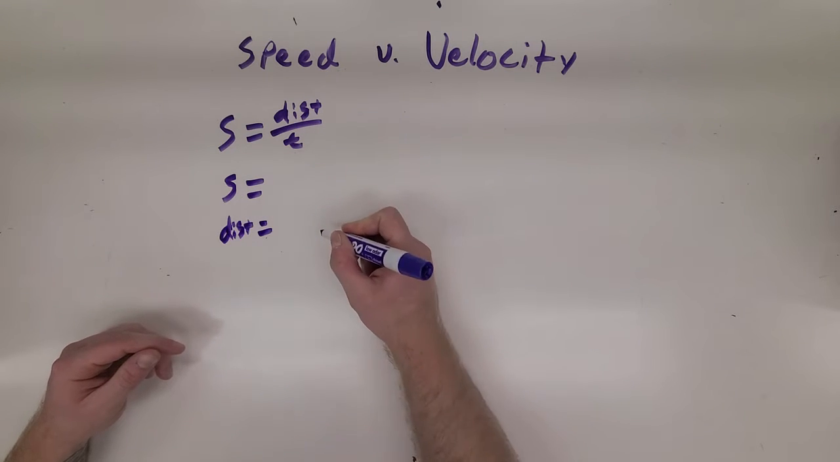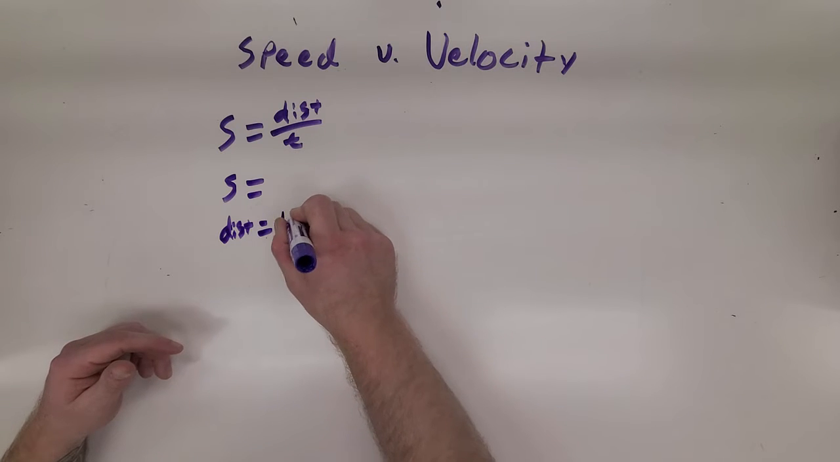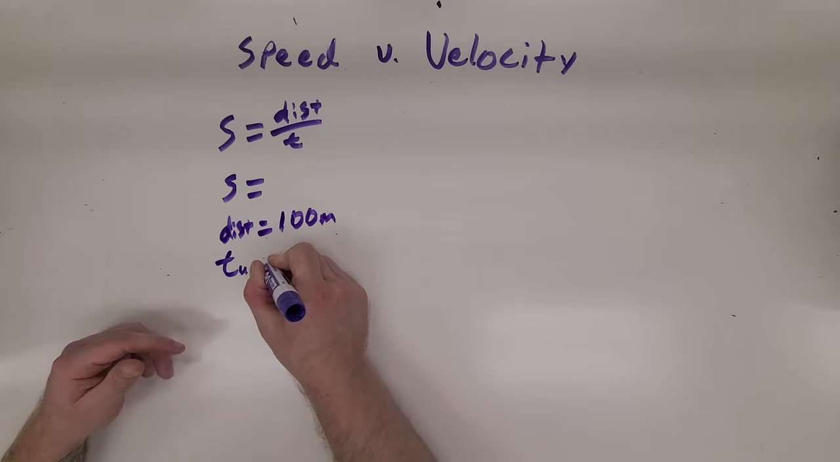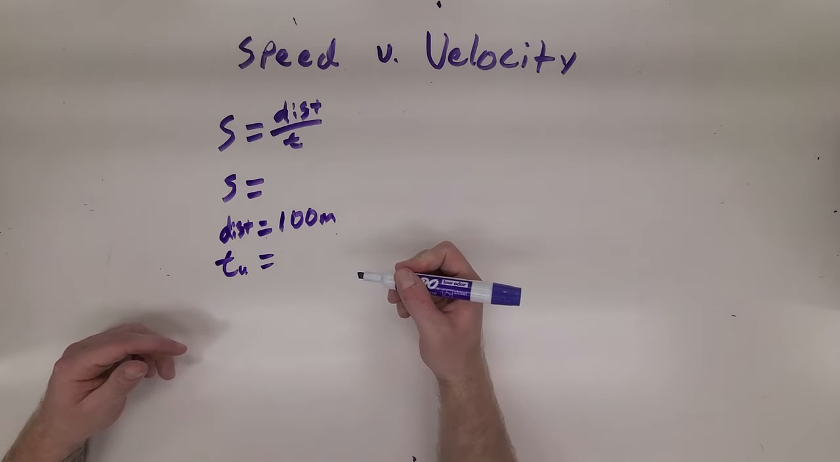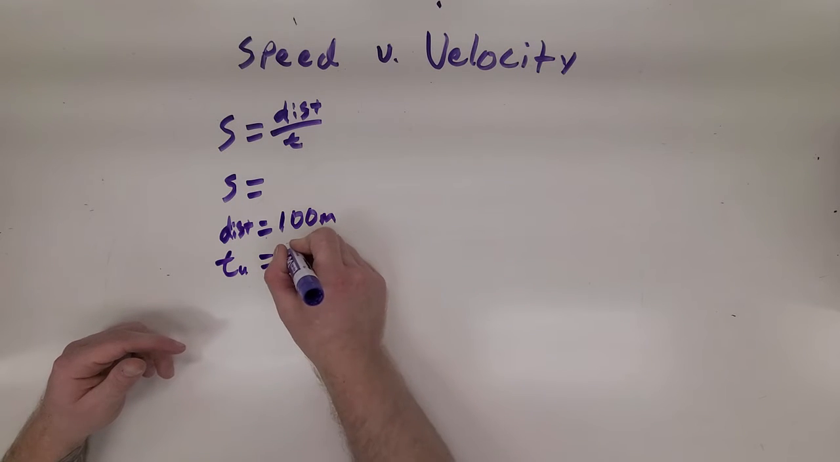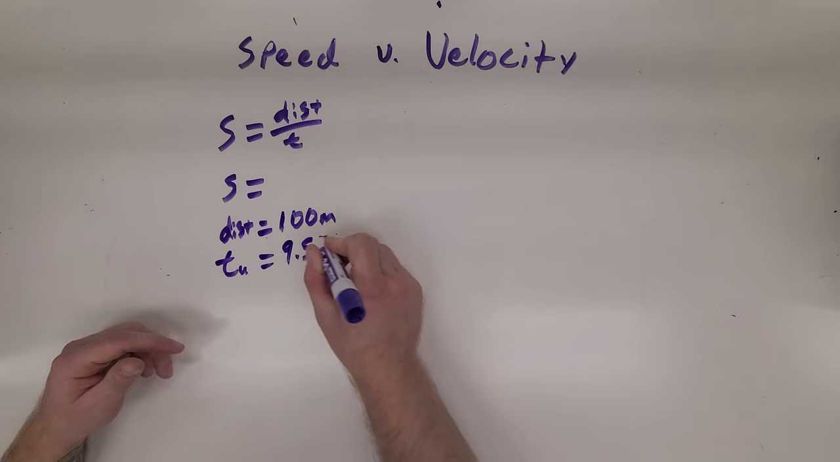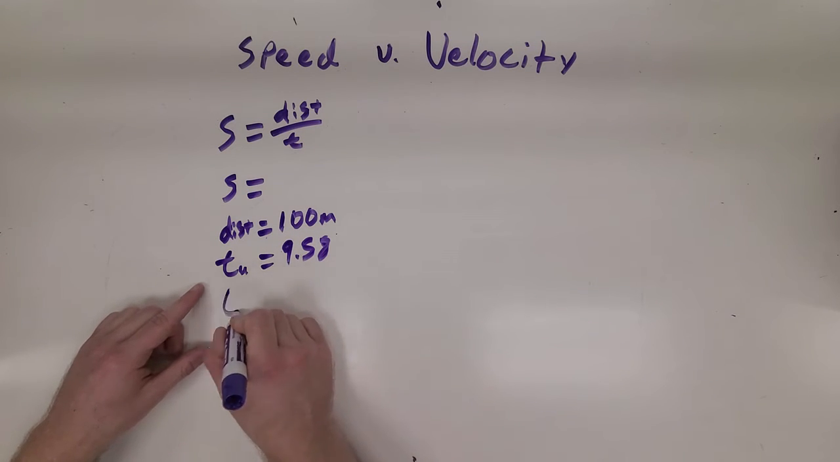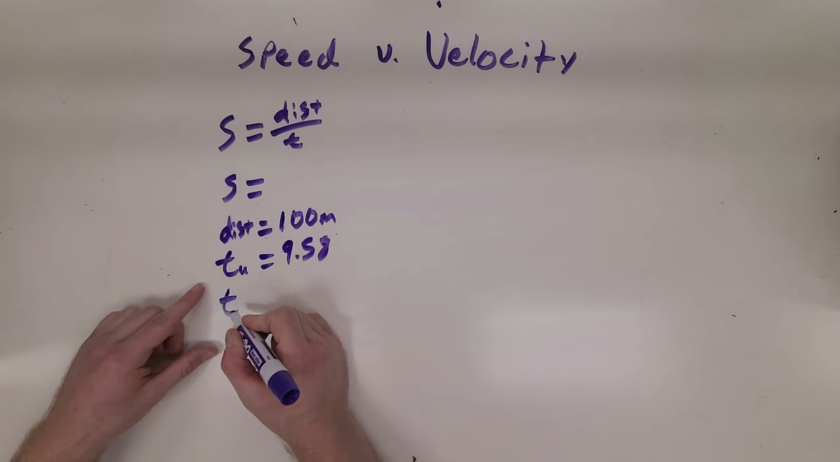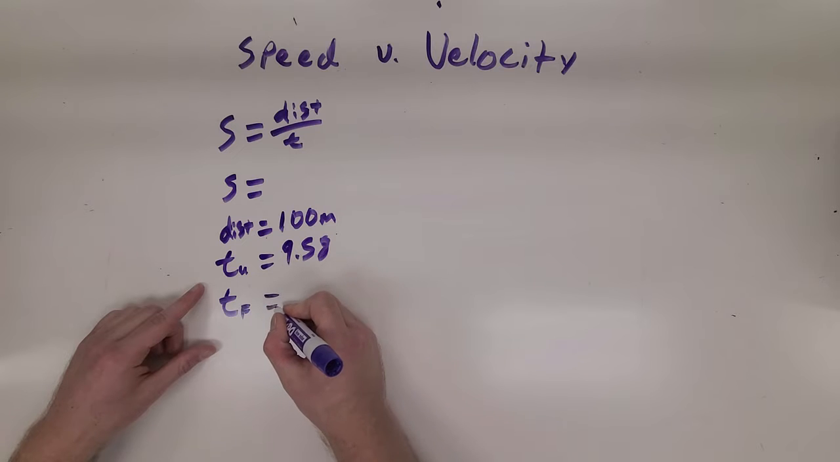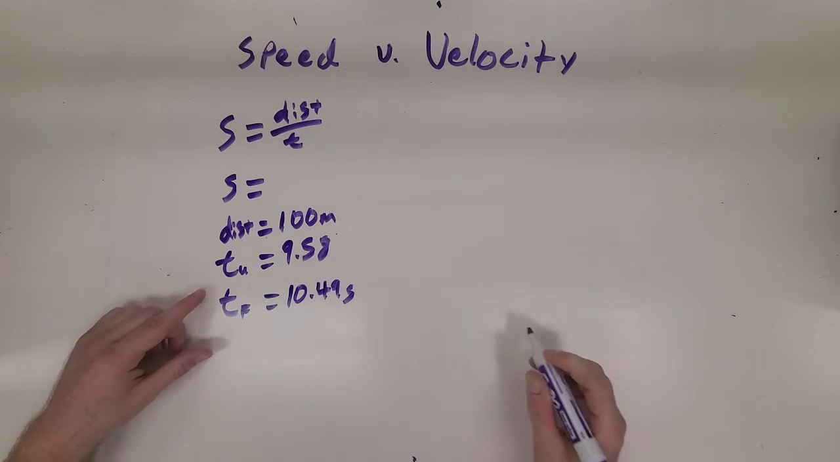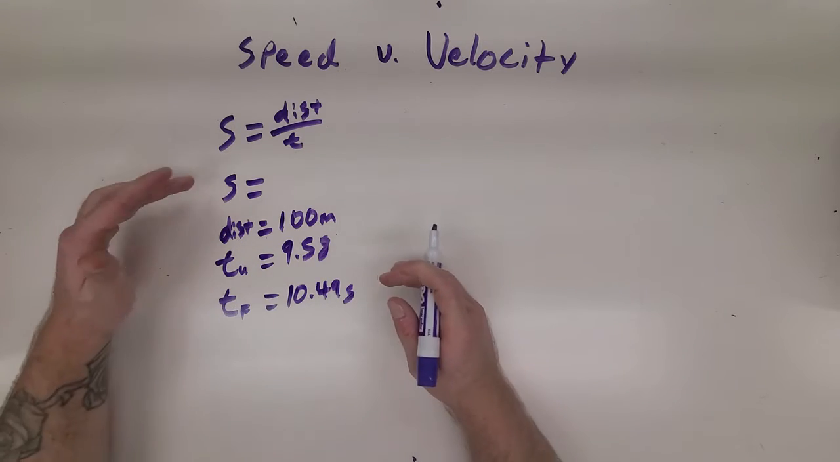Distance is equal to, well, this is a 100-meter dash, so it's 100 meters. And time for Usain Bolt was 9.58 seconds. And the time for Florence Griffith Joyner was 10.49 seconds. Let's try and figure out their speeds.